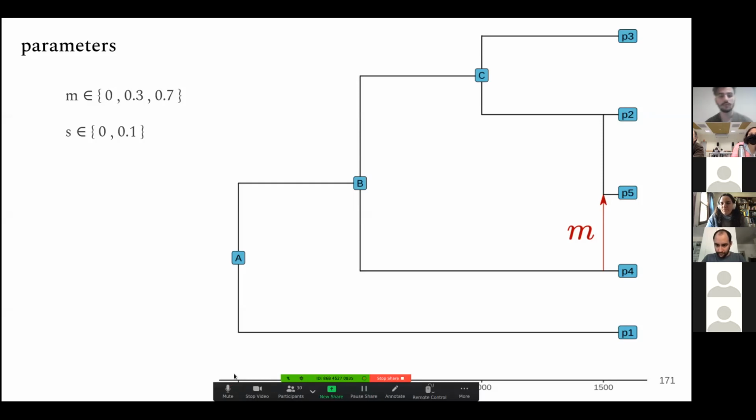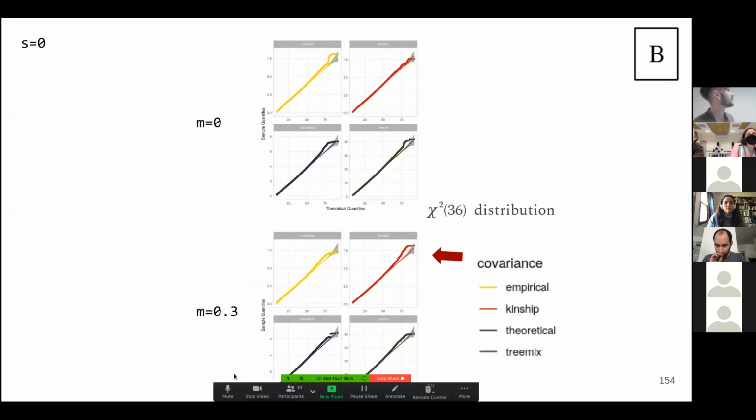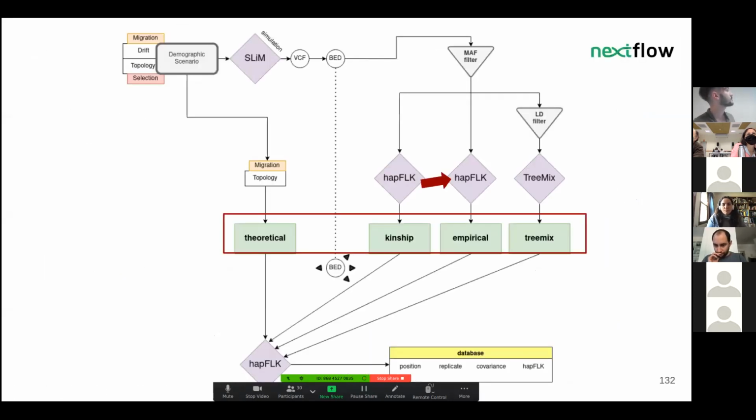Yeah, exactly. Well, let me move to a slide so I can explain my answer better. Perfect.